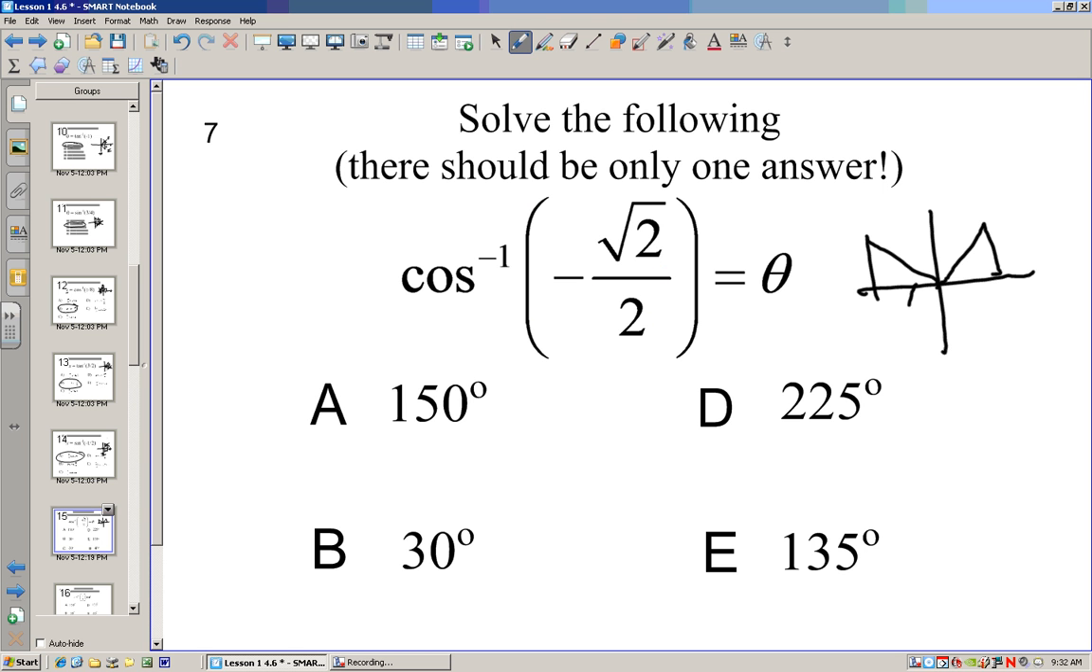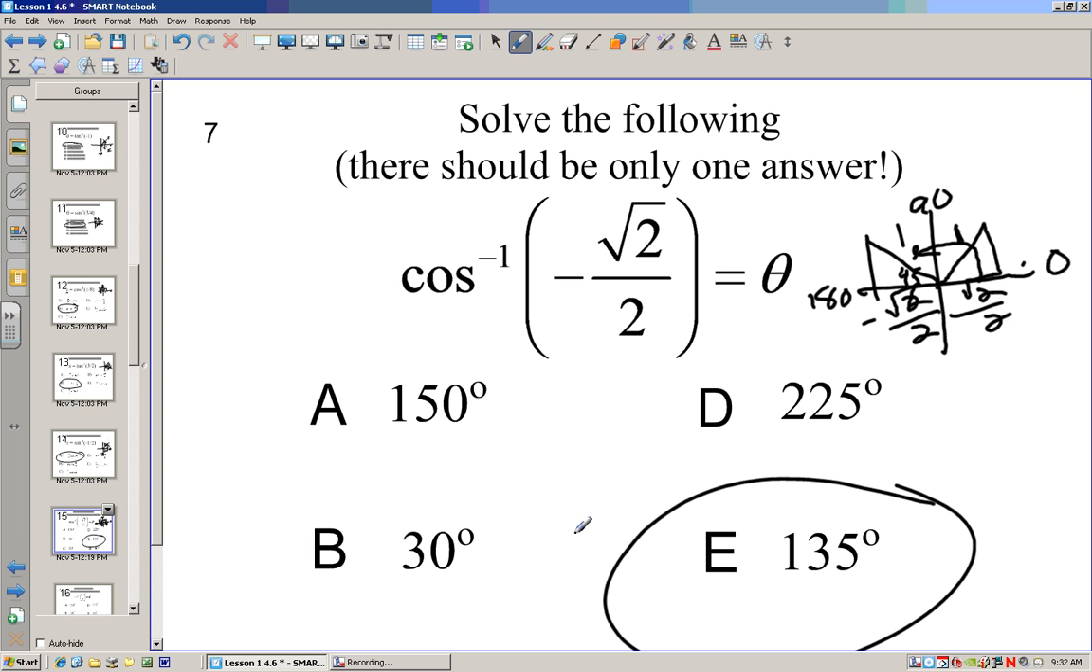We know that our 45, 45, 90 is the one that gives us answers that look like this. We can draw a triangle where it's negative root 2 over 2 and 1, and root 2 over 2 and 1 for a 45, 45, 90 triangle. So it will only be negative on this side, and if that's a 45-degree angle there, my theta goes from 0, passes 90, and stops short of 180 by 45 degrees. So 135 degrees is the answer.